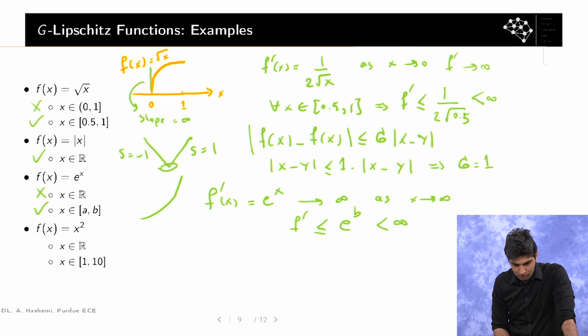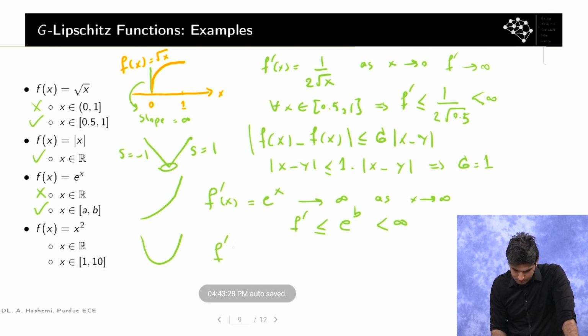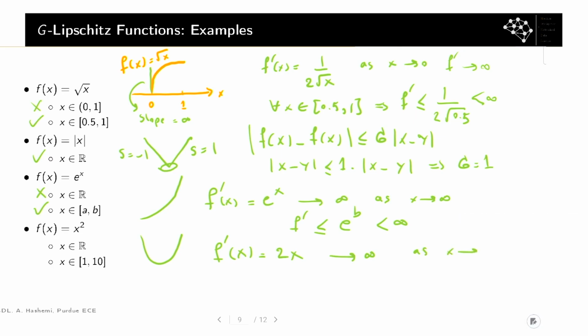All right, so let's also go over the last example. Again, the x square function, it looks like something like this. What's the derivative? It is basically 2x, and it goes to infinity as x goes to infinity. So we cannot bound the derivative uniformly with some constant. So in this case, the function is not Lipschitz. On the other hand, it will be Lipschitz if we restrict the domain of the function to some closed compact set.